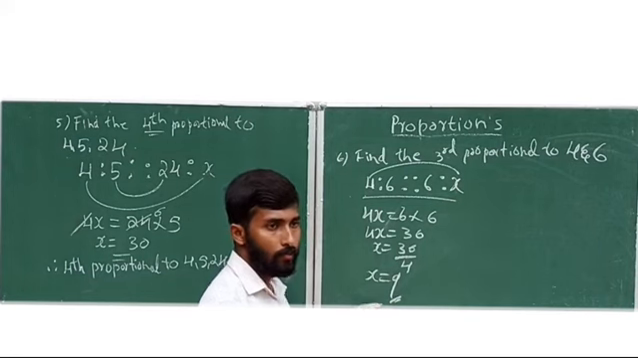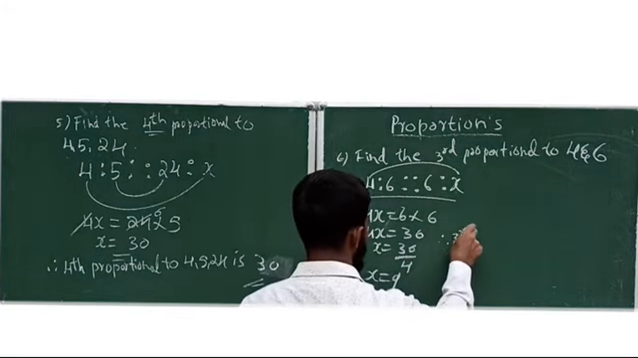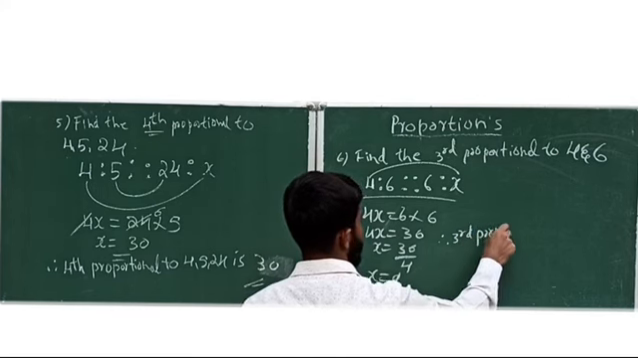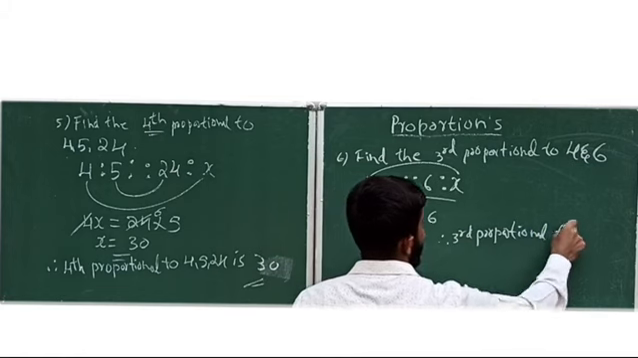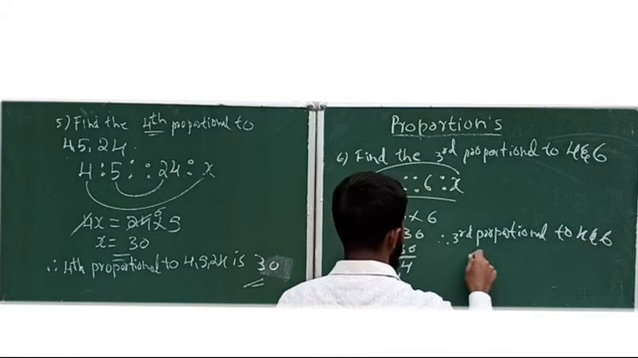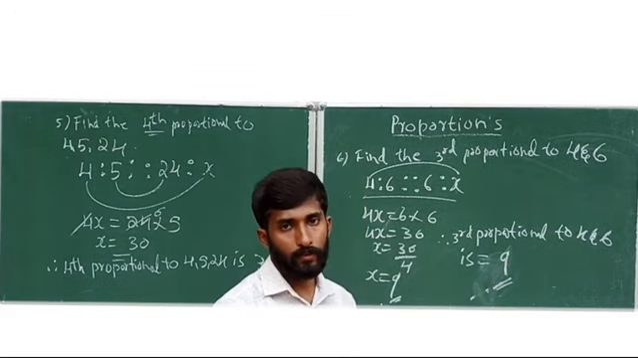Write the conclusion. Here x is the third proportional, right? Therefore, the third proportional to 4 and 6 is equal to 9. That's the answer for the given question.